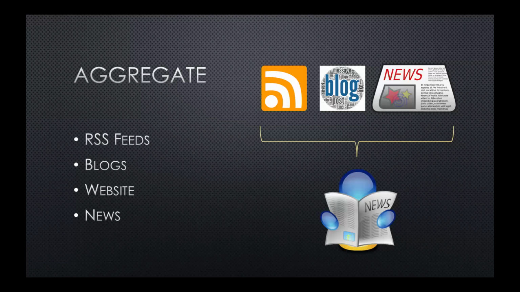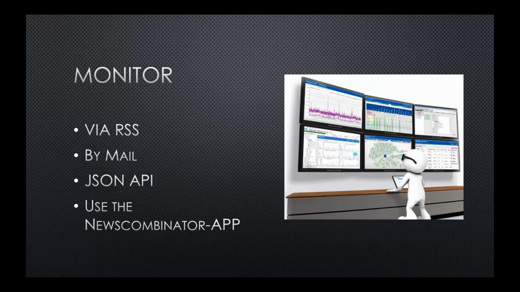The Newscombinator itself comes already with a lot of sources pre-populated. You can add your own sources to extend this functionality. To add new sources, you just have to click a button and fill in the URL you want to add. That's all. Once you have added all your sources, you can monitor your news sources.